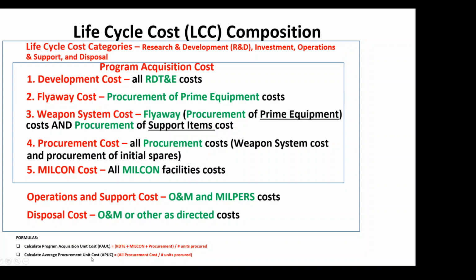Calculate average procurement unit cost. We have our procurement costs here for number 4. That means everything that had the word procurement, and any unit that was purchased with procurement dollars, I divide by that number of units, and that will give me my average procurement unit cost. And I do have some examples that I'm going to go over shortly. All right, so let's go over the exercises. Exercise 221, life cycle cost, to kind of put those things into action.